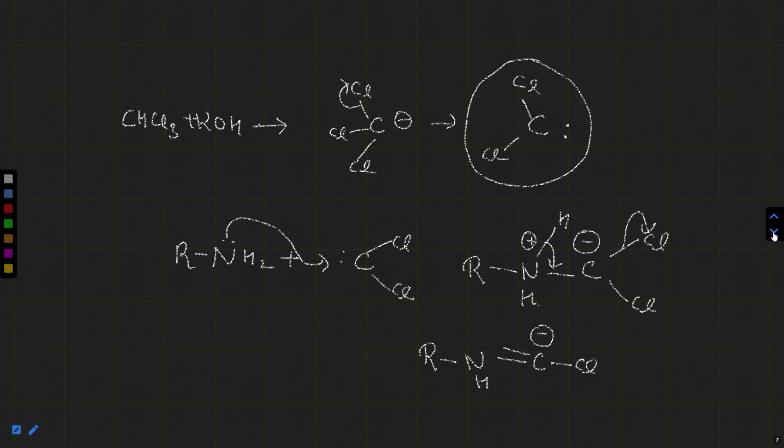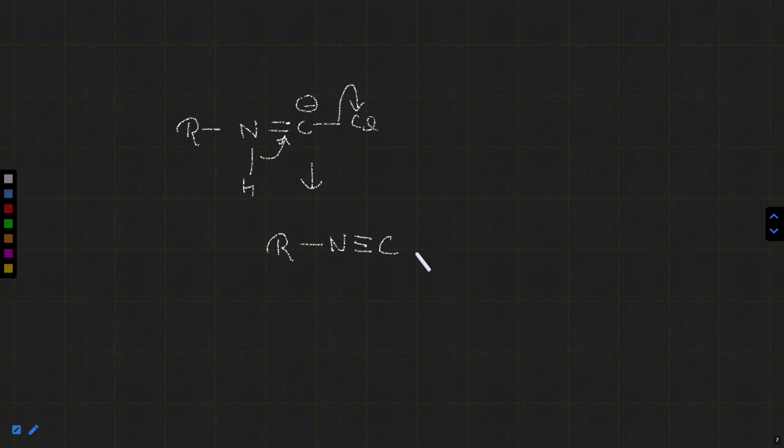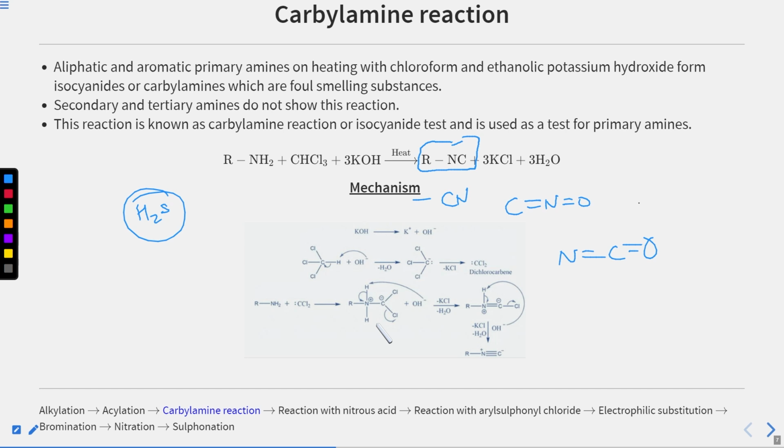Next, we have this species, which is RNH and CCl minus. Now again this will come here and this will be kicked out. This will result in the formation of your RNC, that is your isocyanide. So this is the overall mechanism for the carbylamine reaction.